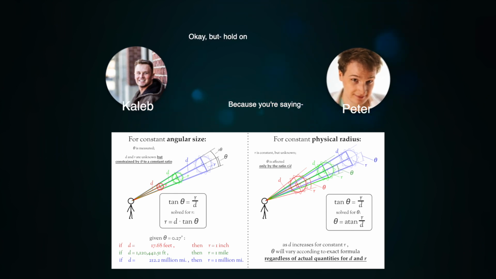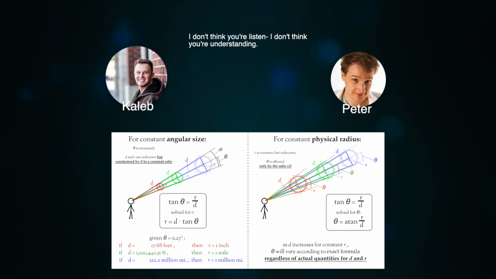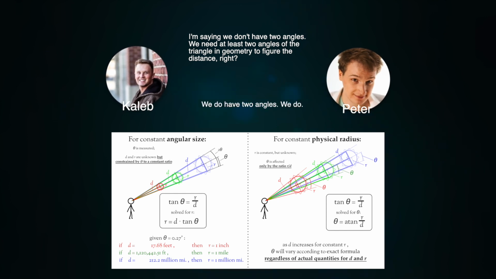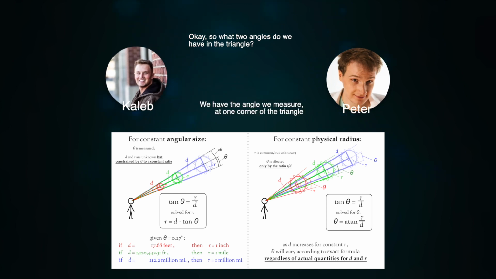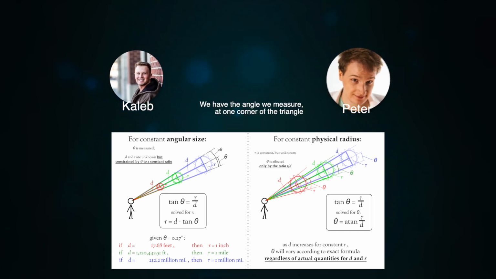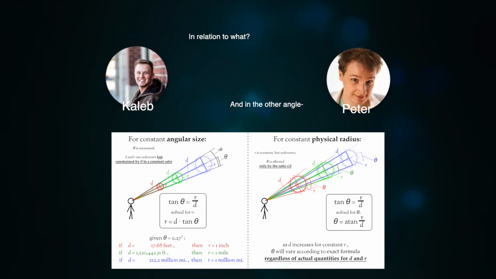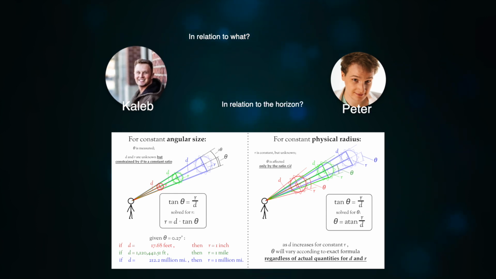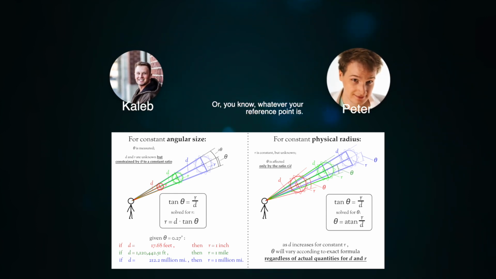Okay, but hold on. I don't think you're listening. I don't think you're understanding. I'm saying we don't have two angles. We need at least two angles of the triangle in geometry to figure the distance, right? We do have two angles. Okay, so what two angles do we have in the triangle? We have the angle we measure at one corner of the triangle, which is our angular position from our vantage point, in relation to what? In relation to the horizon, or whatever your reference point is.